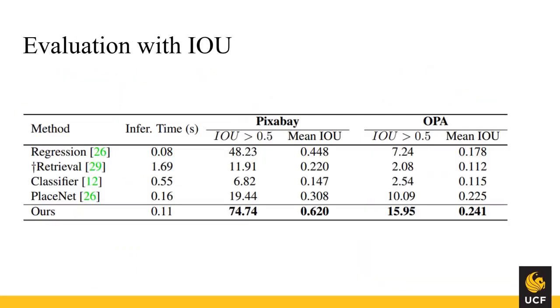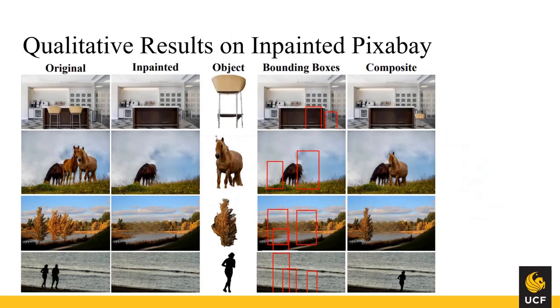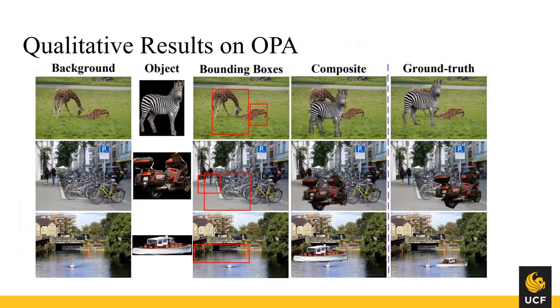We first evaluate our method on the in-painted Pixabay dataset and the OPA dataset using the IOU between the predicted bounding box and the ground truth bounding box. Our method performs much better than the previous method. Here are the qualitative results on the in-painted Pixabay dataset. And here's the OPA dataset.